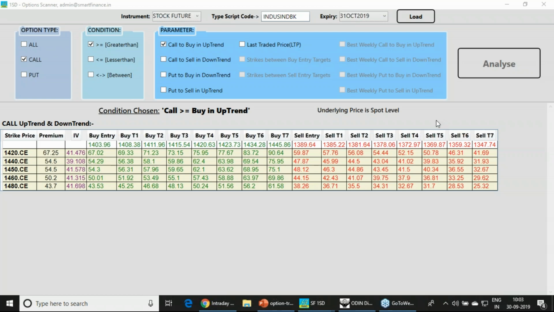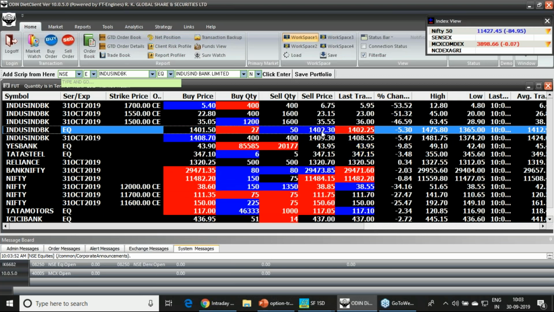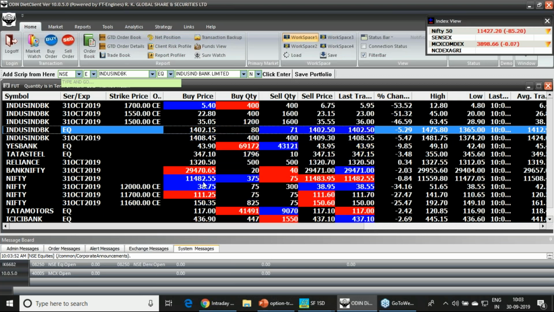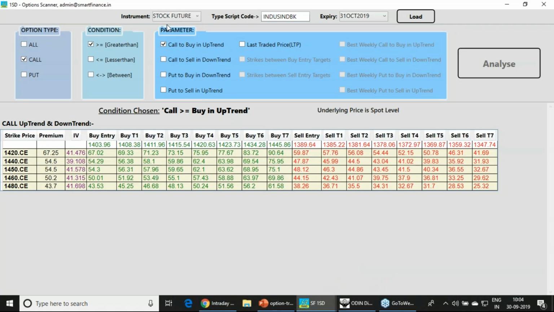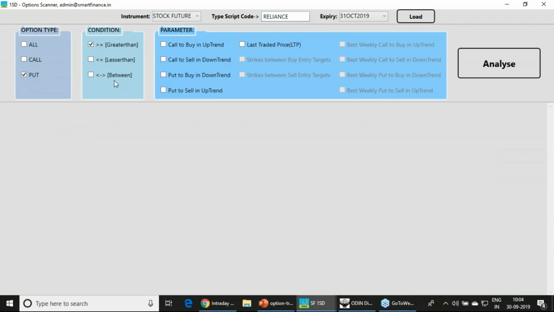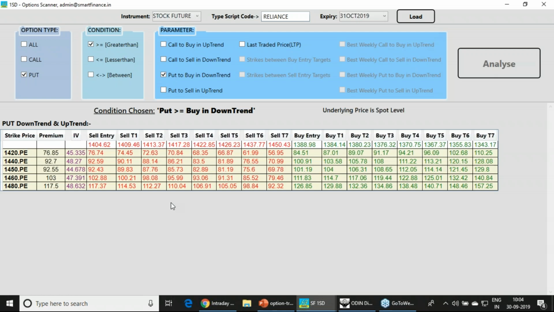Same way, IndusInd Bank is a very highly volatile counter, and spot is at 1402. So same way we can go for Reliance also. We have seen the Nifty. Tomorrow we can see whether these things have worked or not. So IndusInd Bank, once we have analyzed, let us analyze the put options to buy in the downtrend also. This too we can analyze.